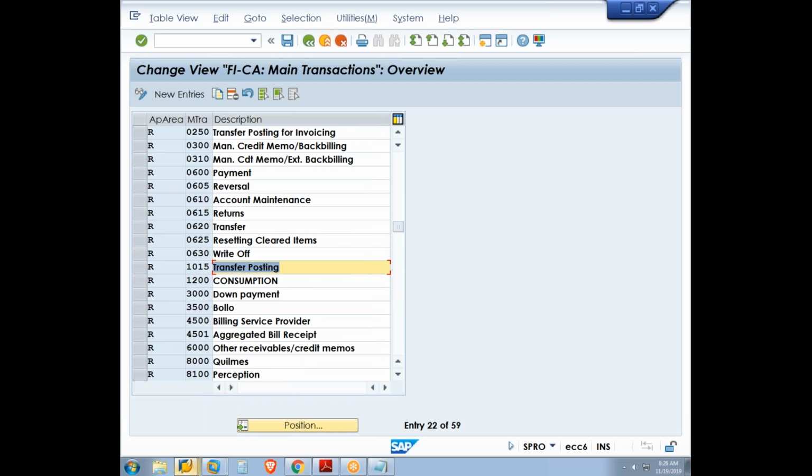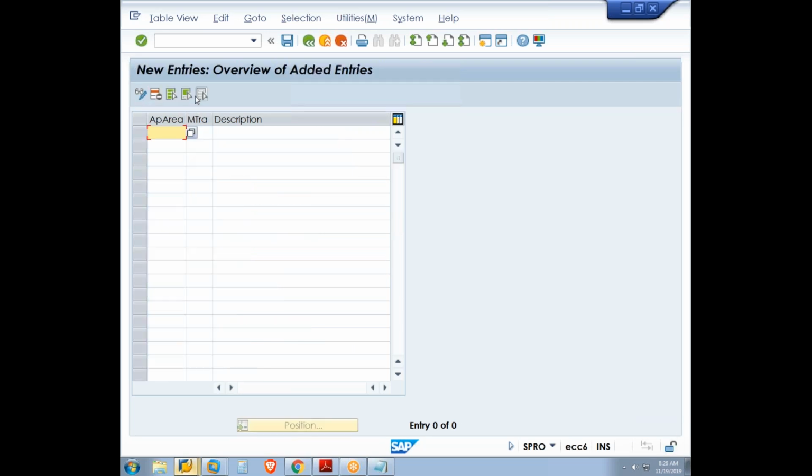But suppose you are doing posting directly in FI-CA, for which you have your own reason for posting, then I can define my own main transaction. So let us define some main transactions here so that we can use them subsequently. Let me go to new entry. Our application area is R.